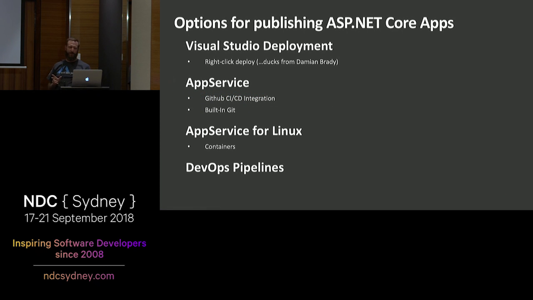So our options for publishing our ASP.NET Core apps obviously is Visual Studio deployment. Yes, it is right-click deploy, and I would duck if Damien was here, but he's not. He's not going to be here until tomorrow. He's our DevOps guy. We do have that option to right-click our project and do a deployment. We'll go through that and what that looks like. And sometimes that is the best way to get started and understand how we get our apps into App Service.